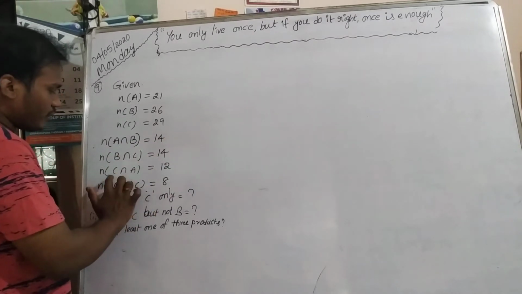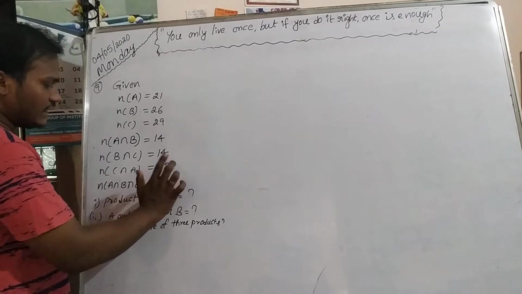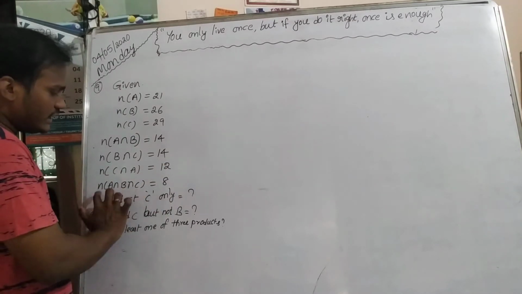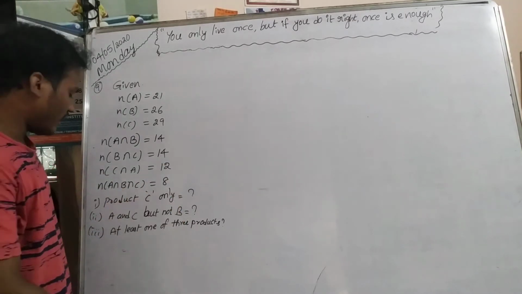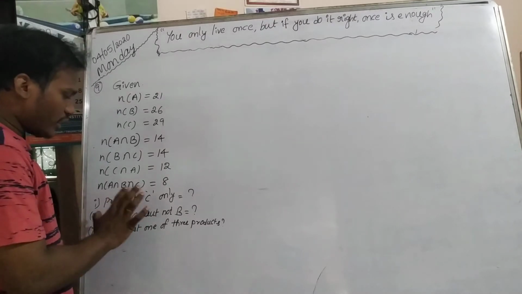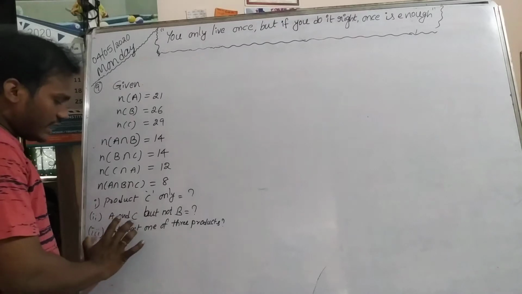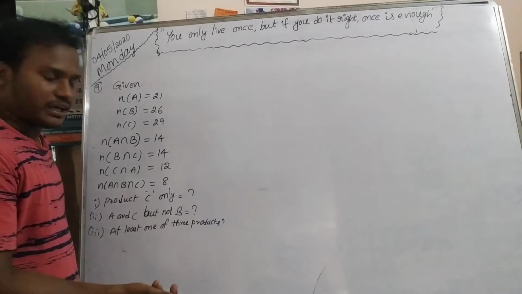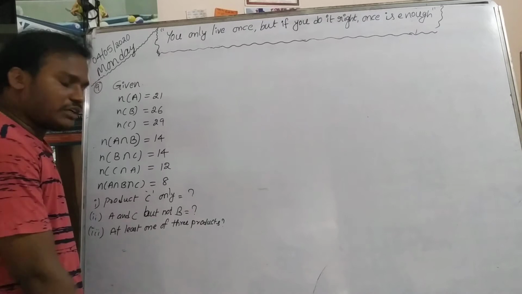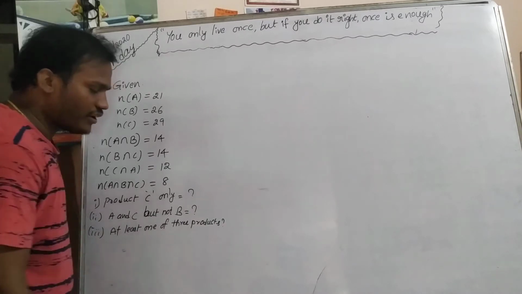C are 14, and the people who like C and A, that is 12, and the people who like all three products is 18. Okay, and they are asking us to find product C only. The people who like only product C we have to find, and A and C but not like product B, and at least one of the three products. So that means we have to find A union B union C.